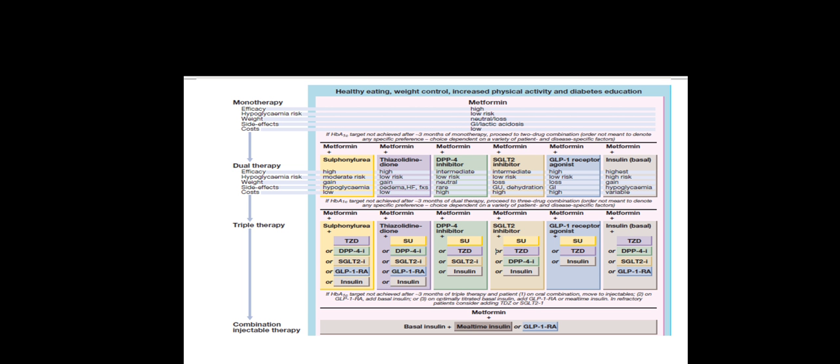And eventually in long standing diabetes, when the beta cell function is lost and when you don't get adequate control with oral agents, you will have to add insulin along with metformin.